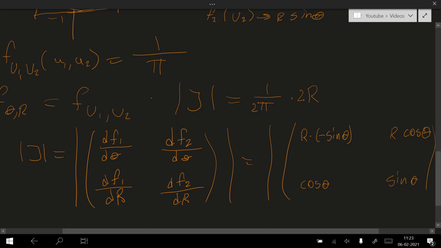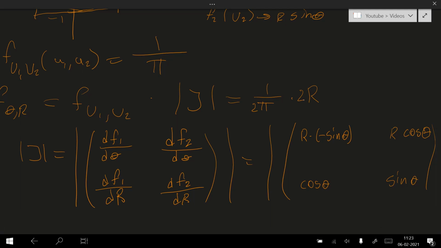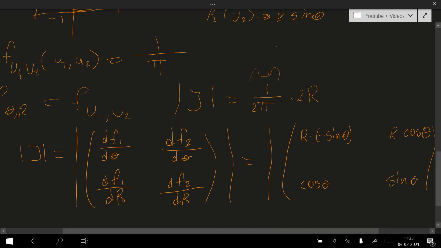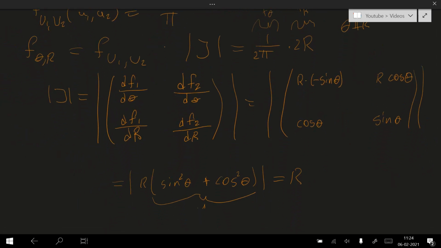Nothing has changed. Then we can say that this is the density of theta, and this is the density of r. Then we have that theta and r are independent, since their joint density can split up into a product of their marginal densities. Okay, this is very important, that theta and r are independent.